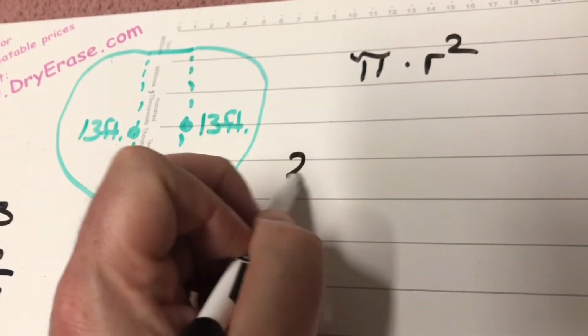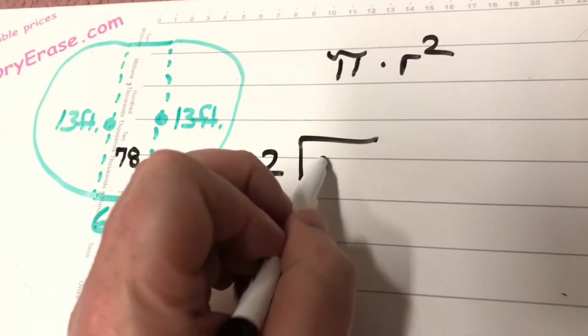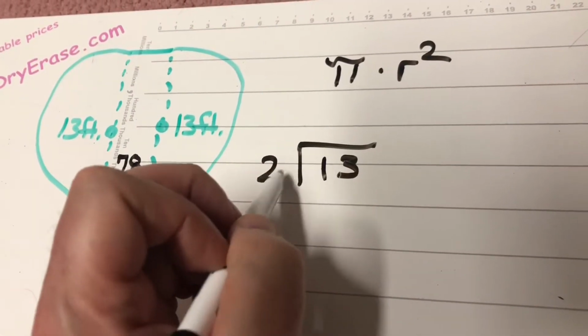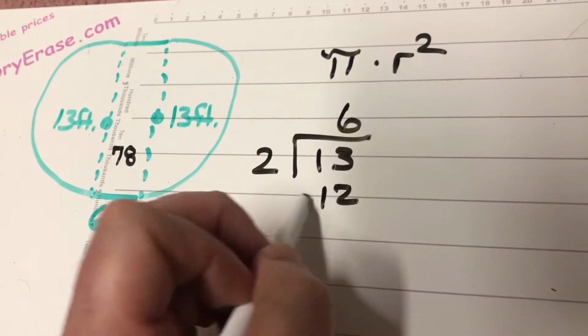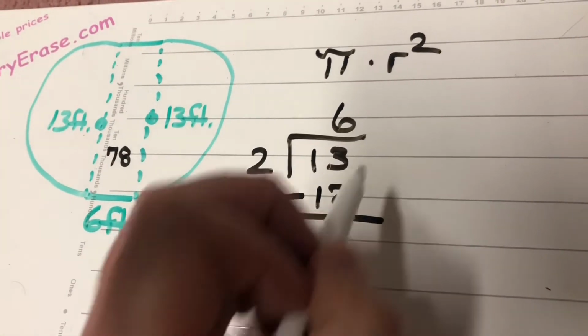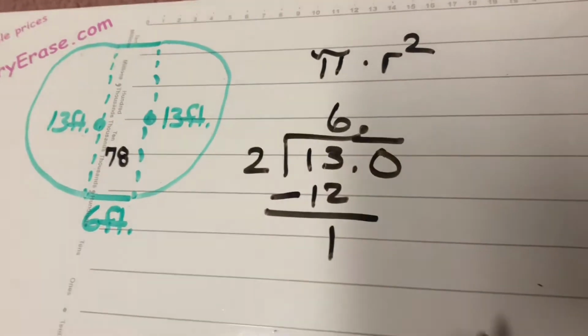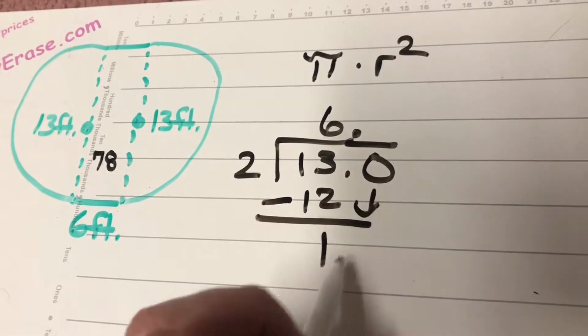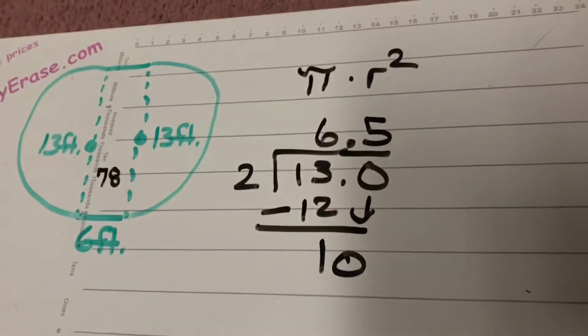So to find the radius, I have to cut that in half. 13 divided by 2. 2 can go into 13 6 times. 6 times 2 is 12. 13 minus 12 is 1. Can't have any left over, so I add a decimal and a 0. I bring my decimal straight up and drop the 0 down. 2 can go into 10 5 times. There's none left over.